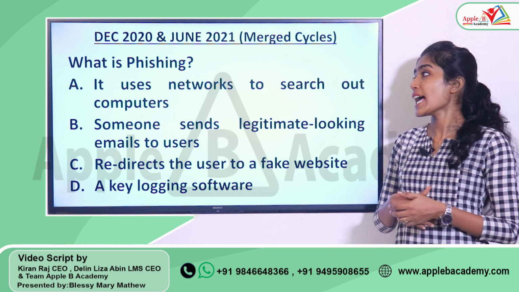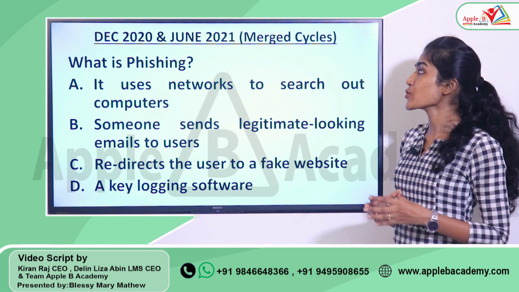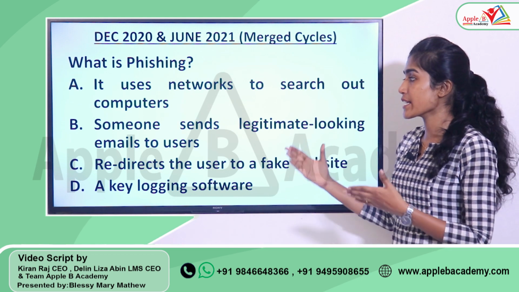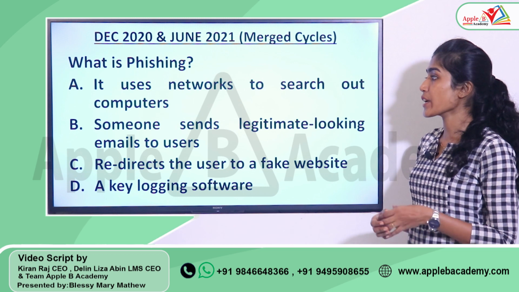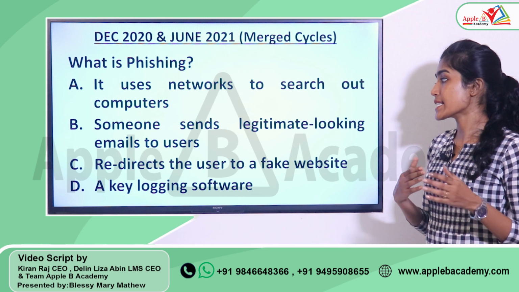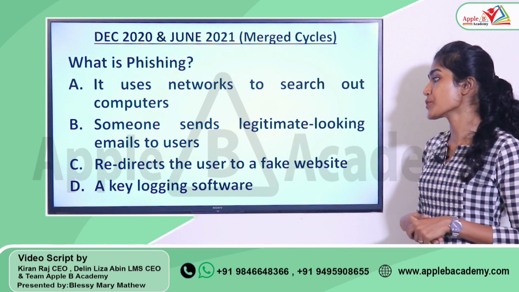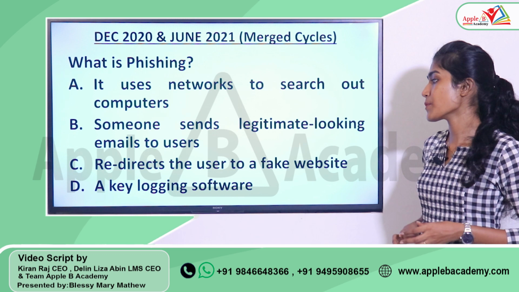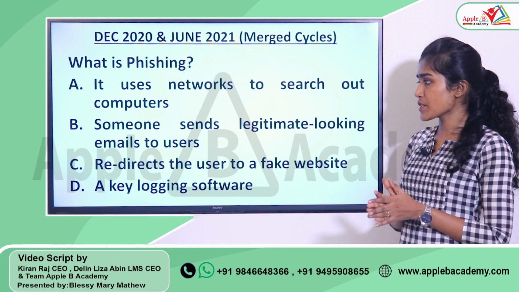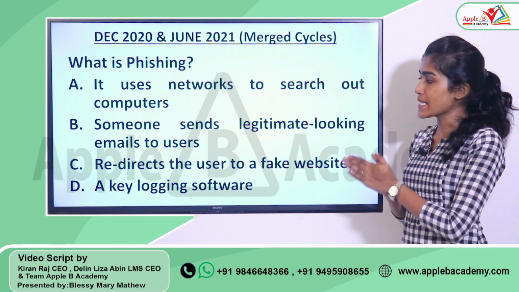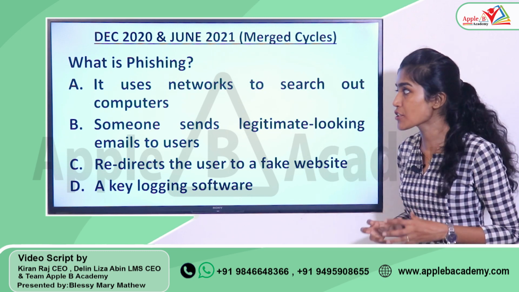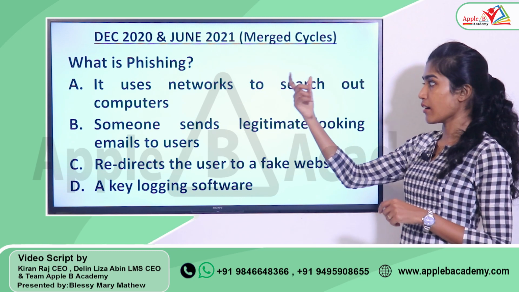Moving to the next question, asked in the December 2020 and June 2021 merged cycle. What is phishing? We have various explanations given in the options. Option A: it uses networks to search our computers, and someone sends legitimate looking emails to users, then redirects the user to a fake website and key logging software. If you consider phishing, we can easily go for option B. Someone sends legitimate looking emails to users. That is the correct explanation of the term phishing.